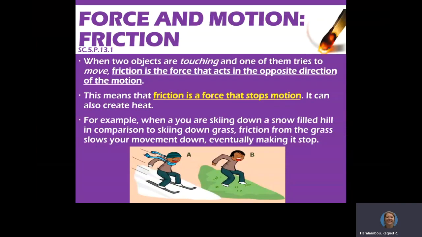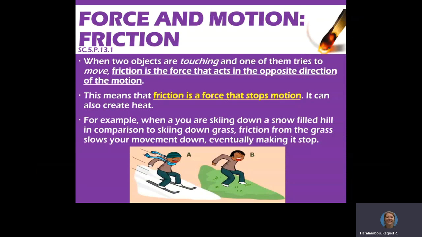When two objects are touching and one of them tries to move, friction is the force that acts in the opposite direction of the motion. This means that friction is a force that stops motion or slows it down. It can also create heat. So stop what you're doing and rub those hands, because you know that is the biggest example of friction.